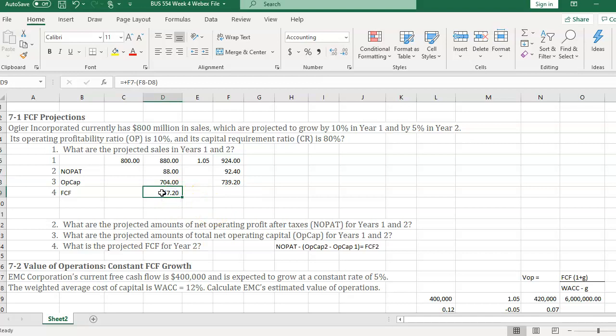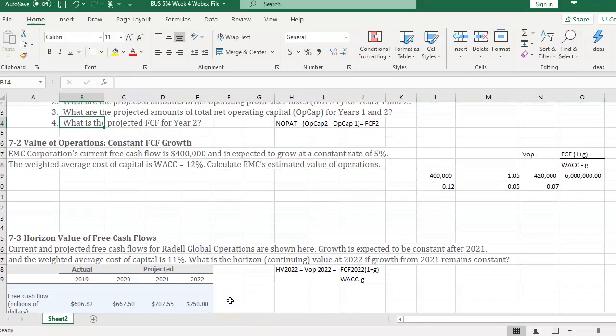And then my free cash flow is this formula down here, my NOPAT, minus the difference between operating capital in year 2 minus year 1. Cool. So I'm taking the NOPAT of 92.4, then I subtract year 2 operating capital from year 1 operating capital, hit enter, and I get 57.2 as my free cash flow, which is the answer to question 4.